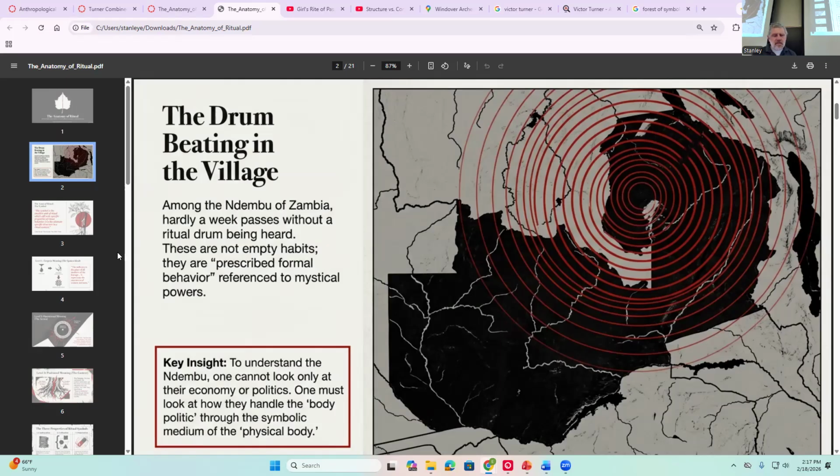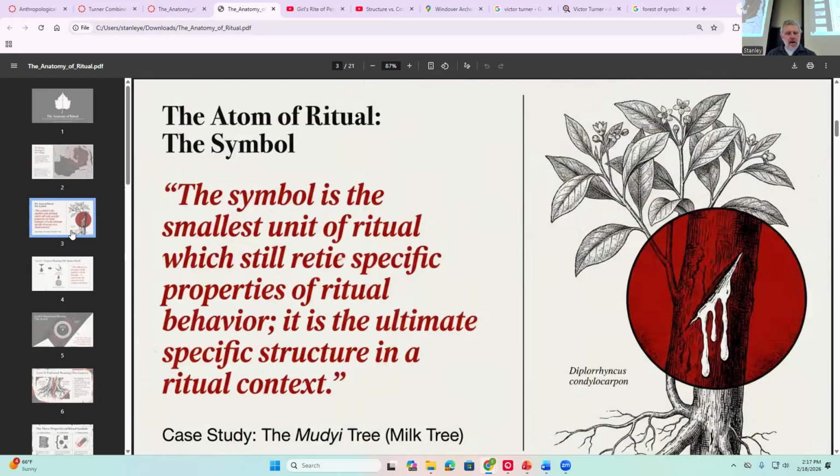And so Vic's idea was that you have to look at both of these together. And he starts with symbol, right? This week is called Symbol and Ritual. Just like Levi Strauss, whom we talked about on Friday, was looking at the atom of kinship, Vic was interested in the atom of ritual. What is the most elementary particle of ritual?